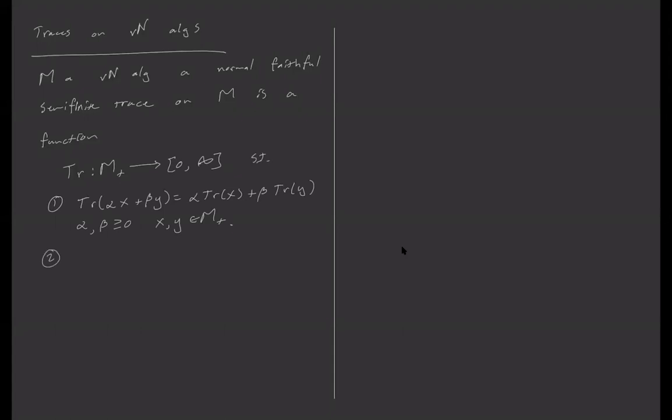Two, I want the trace to be continuous in some natural topology, and that's where the normal comes from. Specifically, I want that if X_i is increasing and converges in the strong operator topology to X, all in M, then the trace of X_i should converge to the trace of X. So there's this continuity, and that's normality.